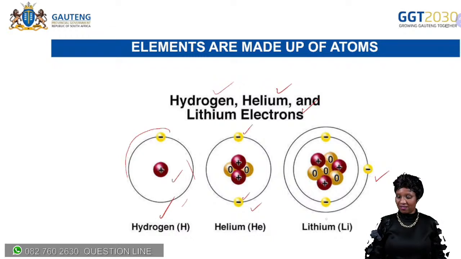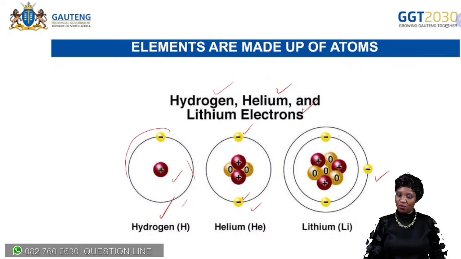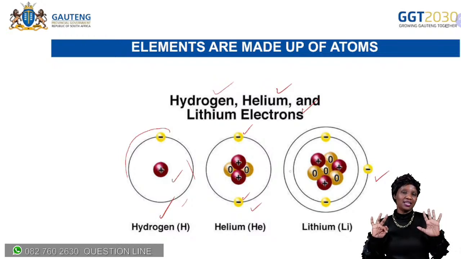And then we've got lithium. Lithium has got 2 energy levels. The first energy level, remember, holds up to 2 electrons. And then we've got the second energy level that will be holding 1 for lithium. But the second energy level holds up to 8 electrons. Is that clear, grade 8?